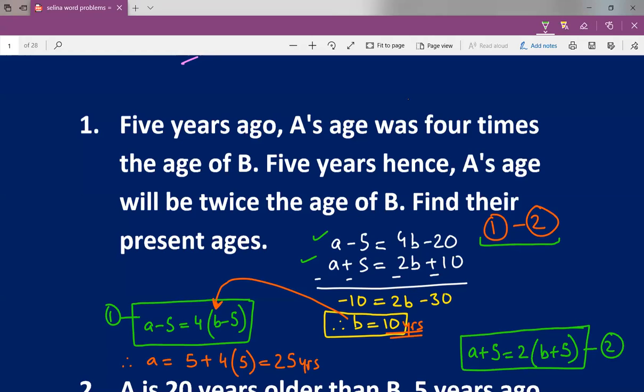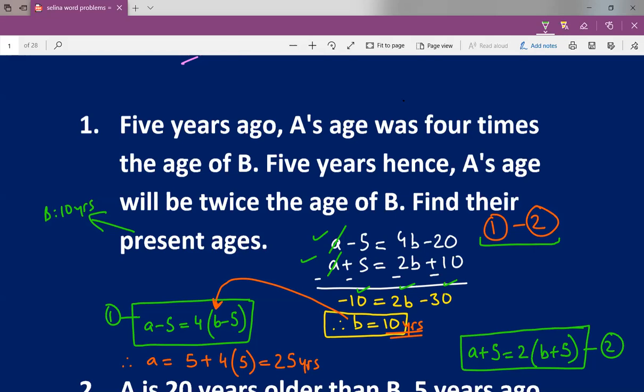I have opened the bracket. So when I subtract, this will get cancelled. I will get minus 10 here. So 4b minus 2b would be 2b, minus 20 minus 10 would be minus 30. And b would be equal to 10. That is age of B in present. Age of B in present is 10 years.